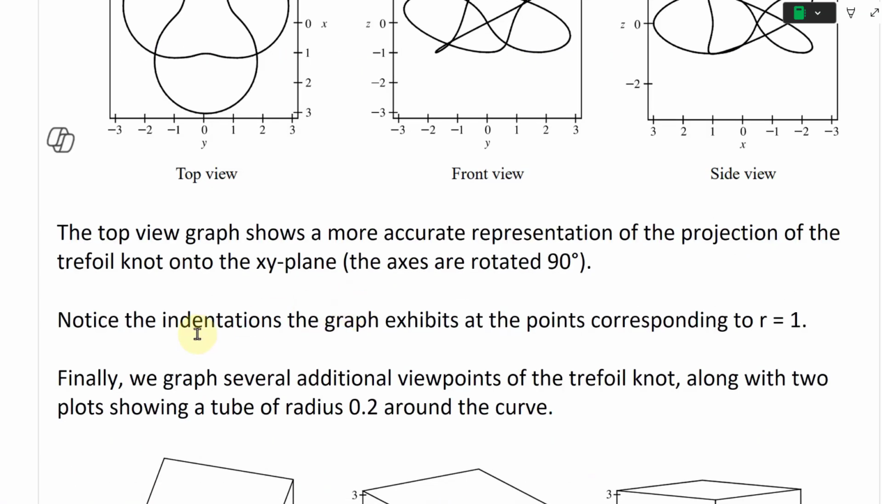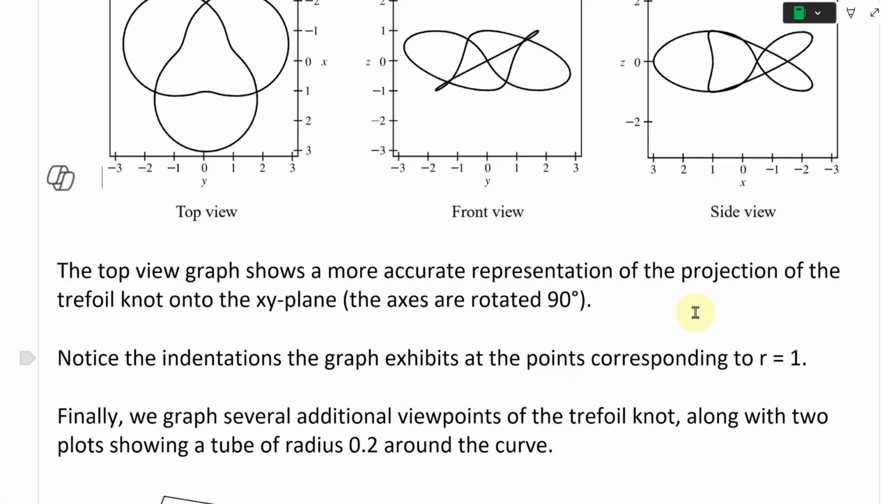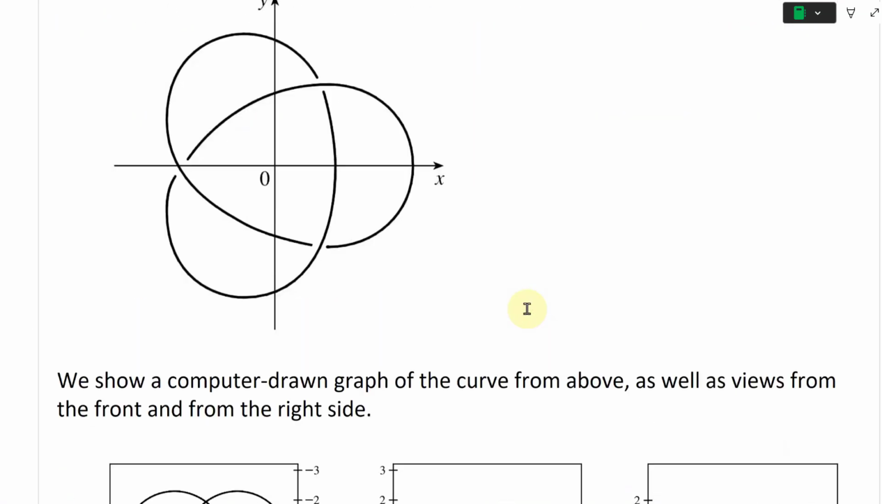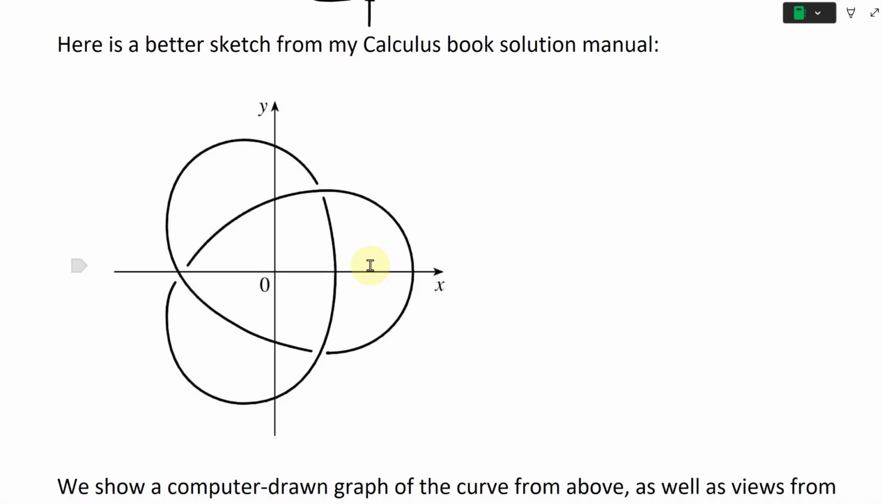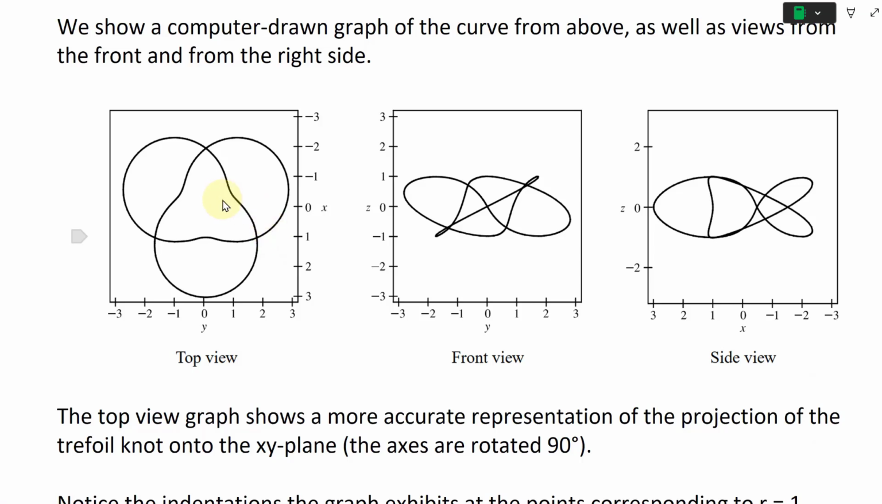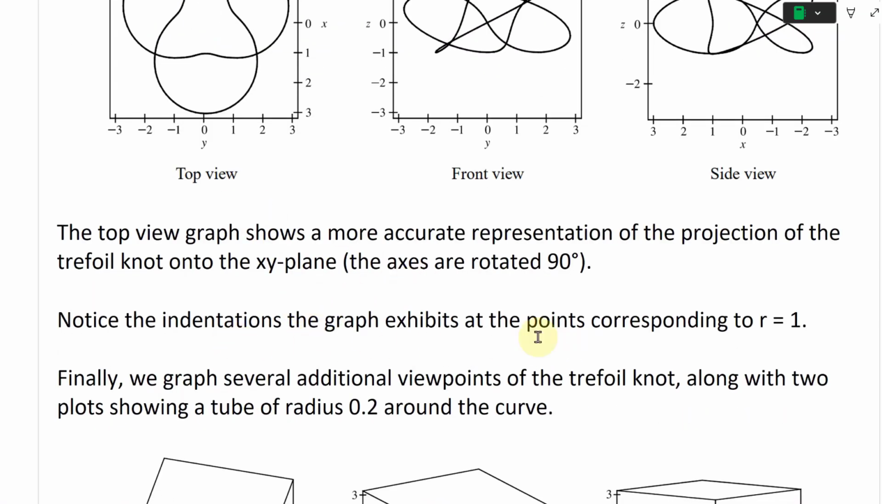All right, and note the indentations or the inflection points the graph exhibits at the points corresponding to r equals 1, which we ignored here. So this part right here, the closest point here, should be an inflection point. It should be something like that, bends over. That's r equals 1. So at this point right here. That's quite fascinating stuff. Yeah, so that's like that, corresponding to r equals 1.